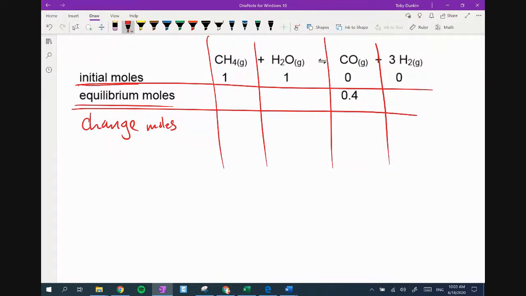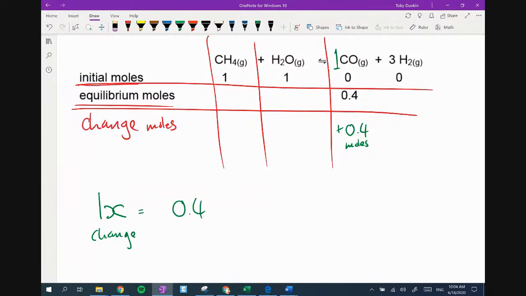0.4, thank you, Dat. Yeah, the one that we can see is here. We can see that carbon monoxide has gained 0.4 moles. Right. Now, here's the great thing. That has a number 1 in front of it. What that means is this here is what I like to call change X. So the change moles, 1X, or 1Y from my previous one, which is the change, is equal to plus 0.4. Sorry, is equal to 0.4.